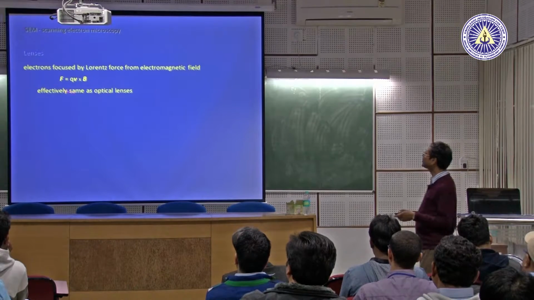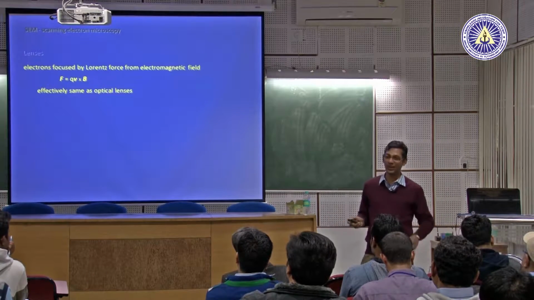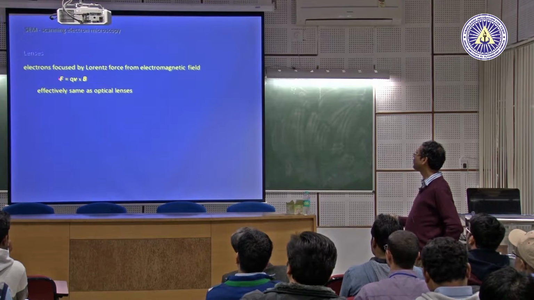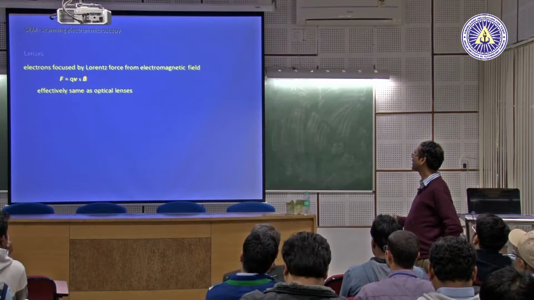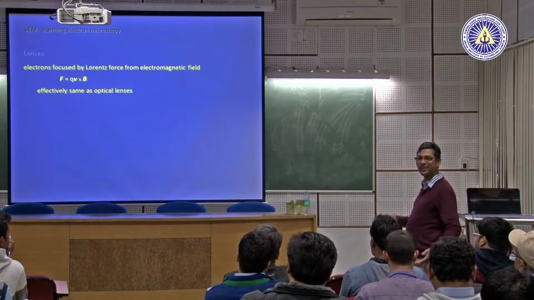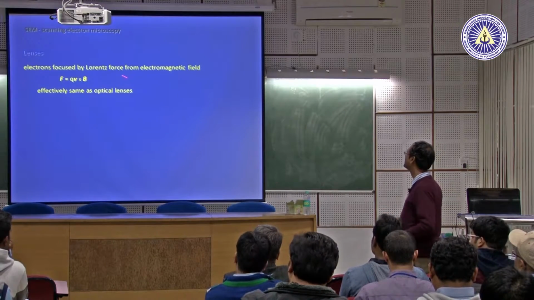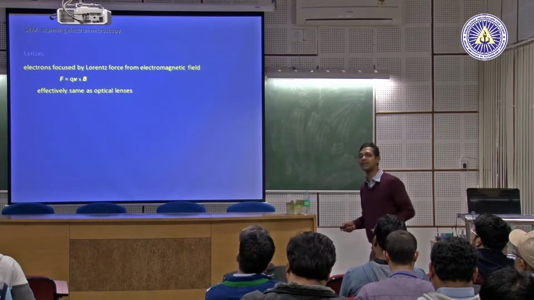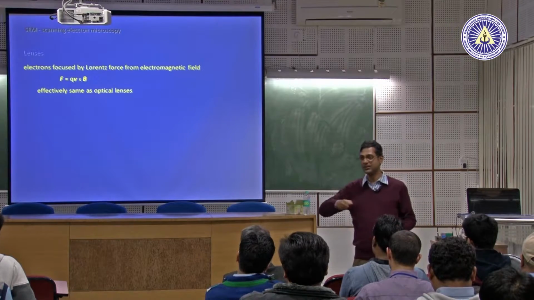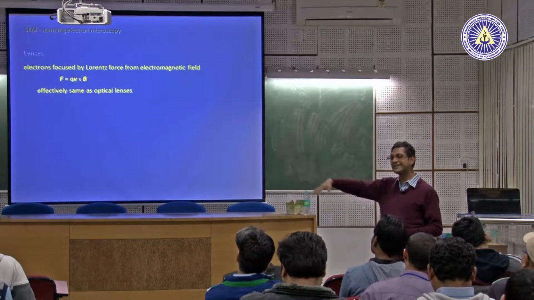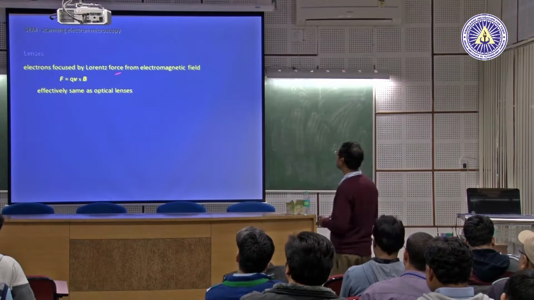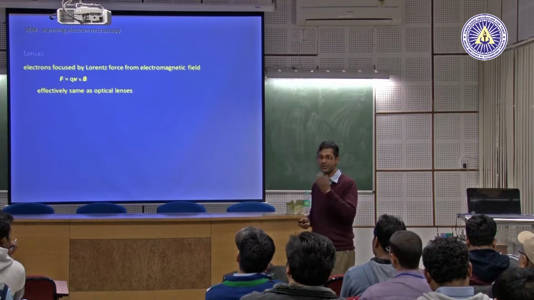Lens works on this principle. Everybody should know that. What is this principle? The force is charge and the field. This is the same as optical lenses, but here we have a Lorentz force acting. So using this Lorentz force, you can move the electrons, focus the electrons, scan the electrons, all the things. But what is the problem with these lenses compared to optical lenses?